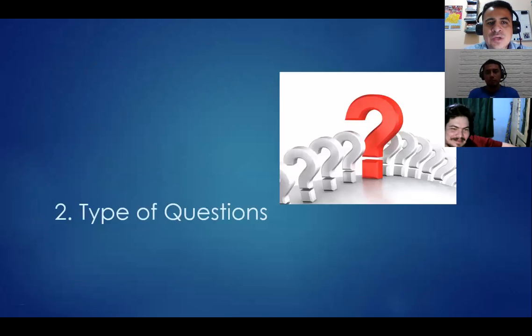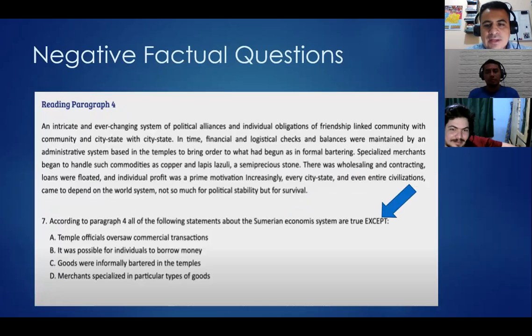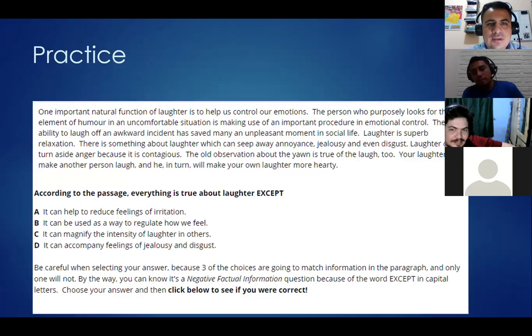Vimos factual questions, vimos negative factual questions. Remember that they have a special word there: except. Except es la palabra. So here I have to look for three that are in the paragraph and select the one that is not in the paragraph. Siempre van a ver la palabra except, o ¿cuál otra palabra dijimos? Another word for negative questions? Not. Very good.